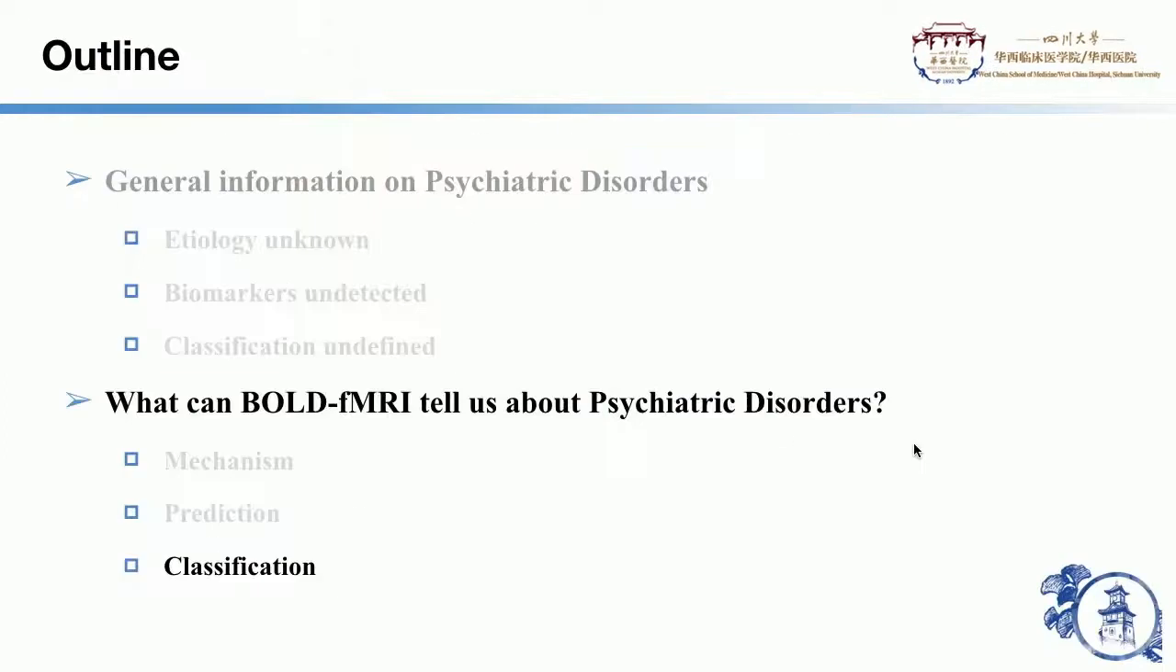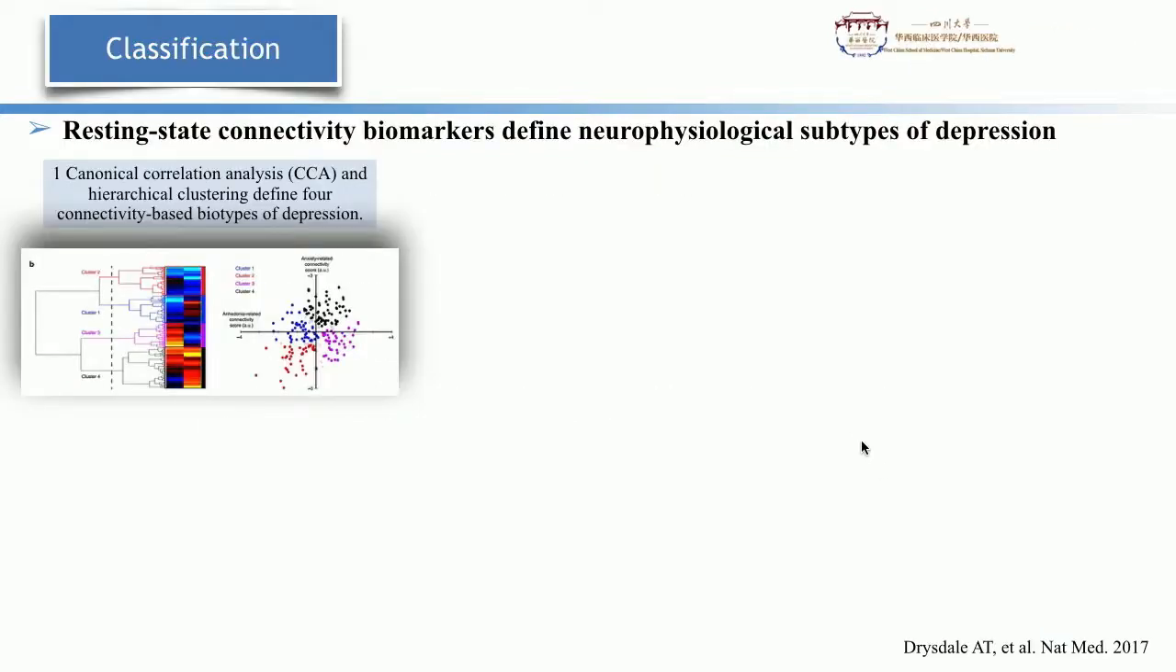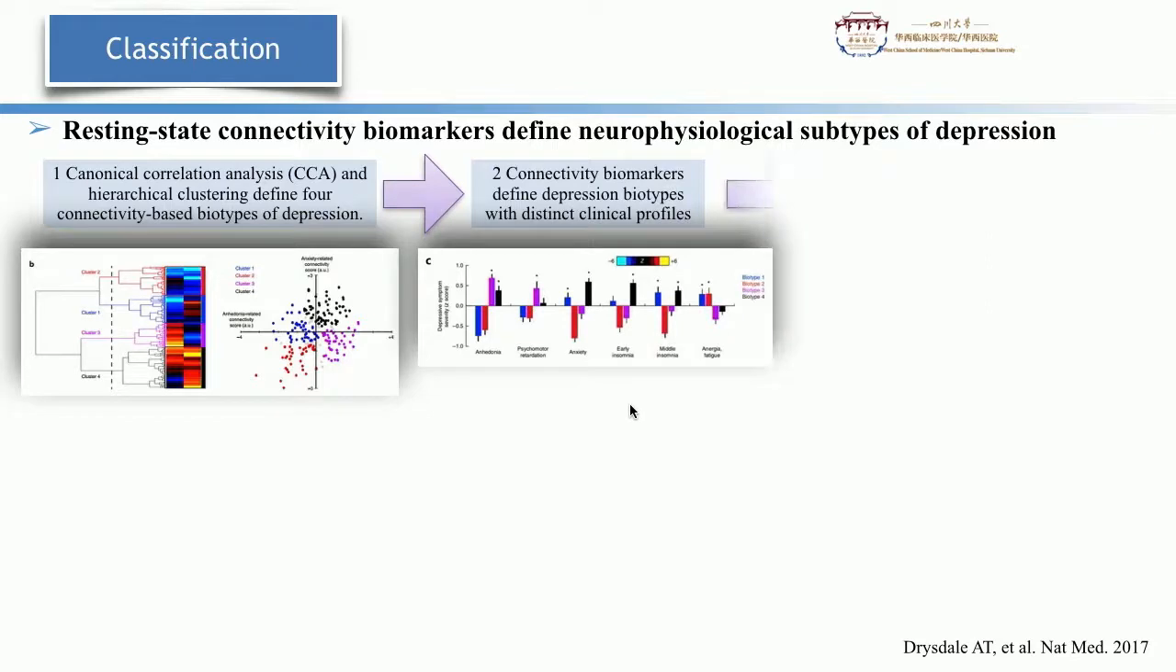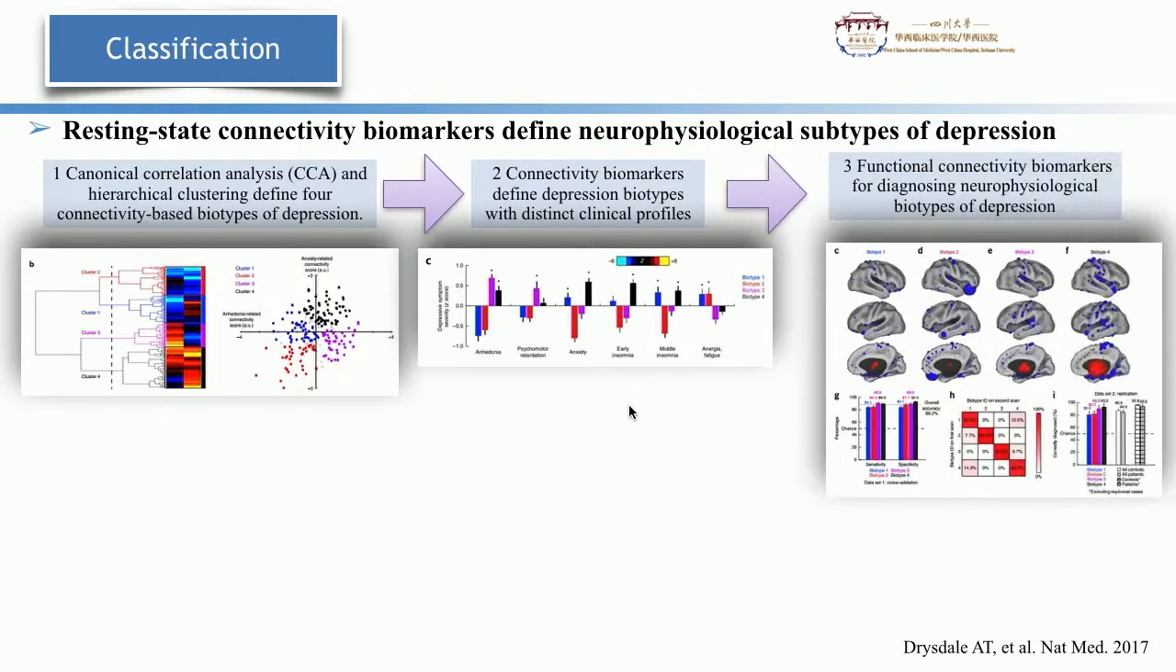So from here, I'm going to talk a little bit about classification. Because for classification, it's very popular, like many people using machine learning or even now try to use deep learning. So I will introduce one study just published last year on Nature Medicine. And in this study, I think the most interesting thing is that it's a very large sample size study, over 1,000.